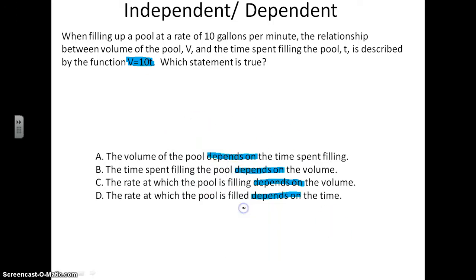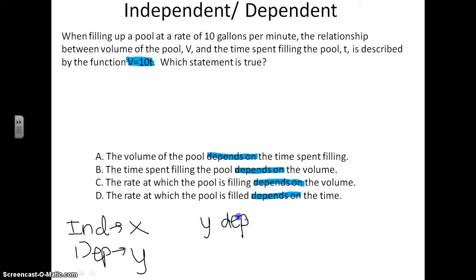Now, let's shy away for a second from this problem, and let's just talk about independent and dependent. Independent, remember, is your x values, and dependent is your y values. Okay? Always remember this statement. Y depends on x. Okay? So y is always going to depend on x.